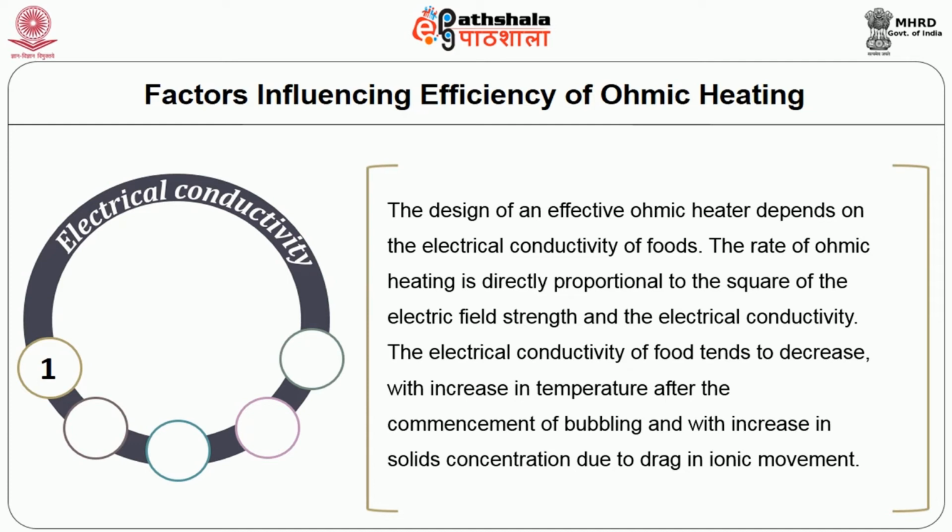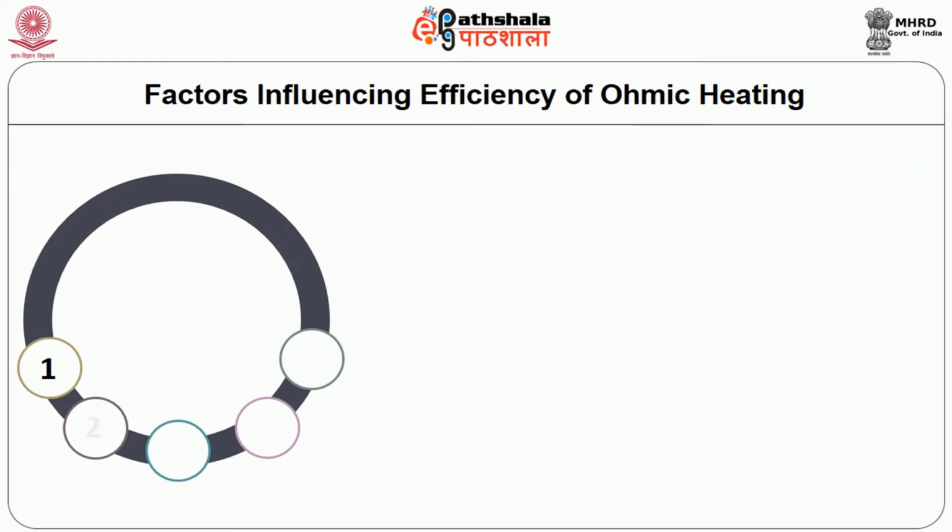The rate of ohmic heating is directly proportional to the square of the electrical field strength and electrical conductivity. The electrical conductivity of food tends to decrease with increase in temperature after the commencement of bubbling and with increase in solid concentration due to drag in ionic movement.